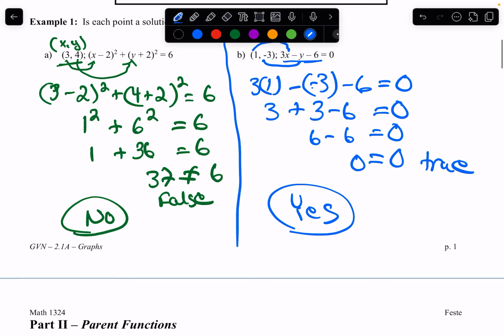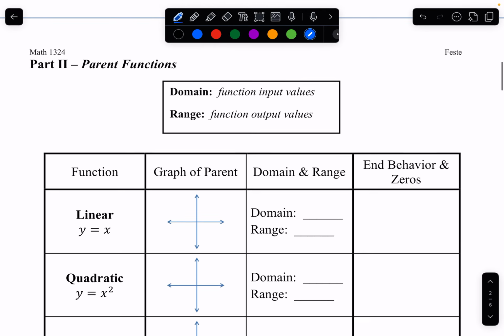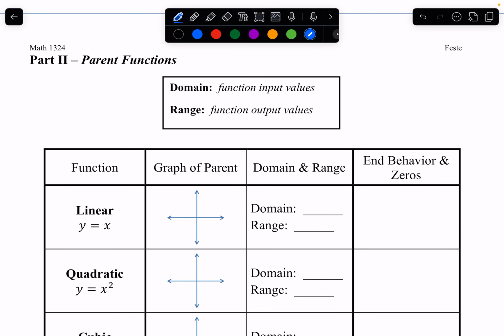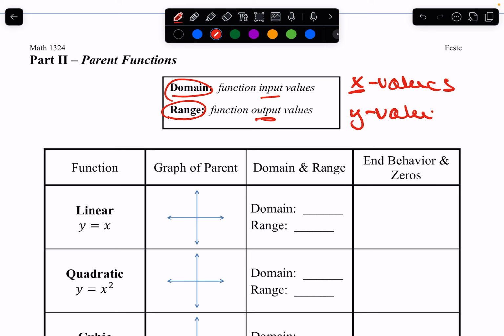Okay, on this next page, we're going to look at some parent functions. Before we do that, we're defining the domain and the range. The domain is the function input values, and that is always the x values. Range is the function output values, and those are the y values.